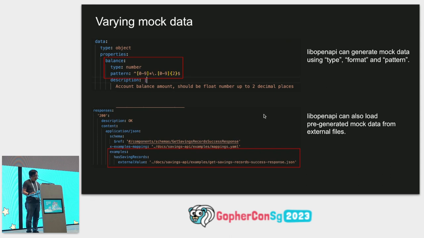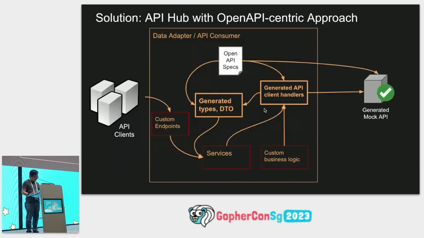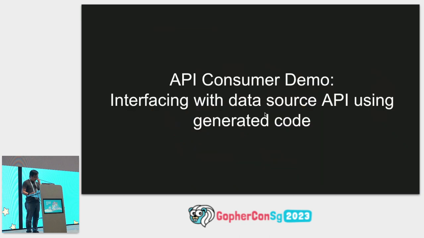So libopenapi can generate mock data in various ways. It can try to guess for you, generating mock data using the type, format, and pattern of the property. Or if you have specific use cases that you want to test, you can insert them through the external value attribute and load some mock data from an external file. Okay, so I've covered the mock data part. Now I'm going to touch on interfacing with the data source APIs using generated code.